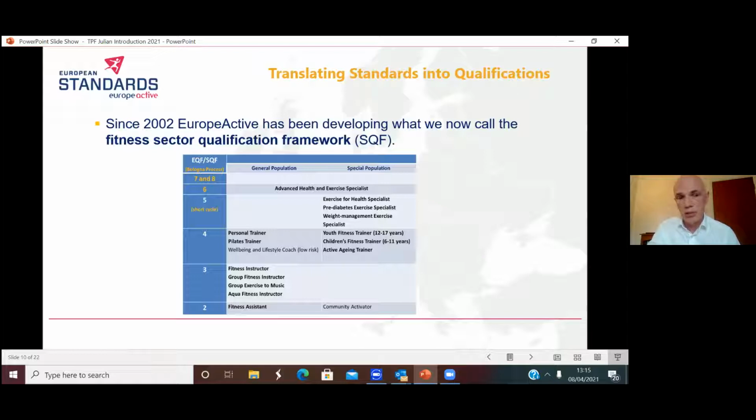So since 2002, EuropeActive has been developing what we've always referred to as the Fitness Sector Qualification Framework, the SQF. And you can see all the occupational roles that we have there within the SQF. And you'll be familiar with most of them, I hope.